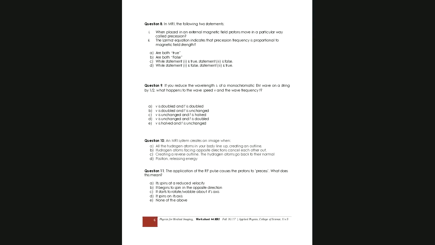Number 10. An MRI system creates an image when... Now this is again one of you has to answer. I'll just read this. All the hydrogen atoms in your body line up, creating an outline. Or hydrogen atoms facing opposite directions cancel each other out, creating a transverse outline. Or the hydrogen atoms go back to their normal position, releasing energy.